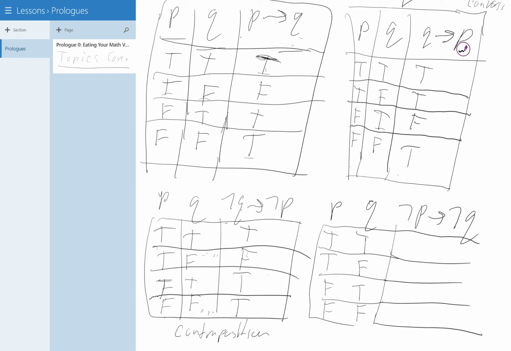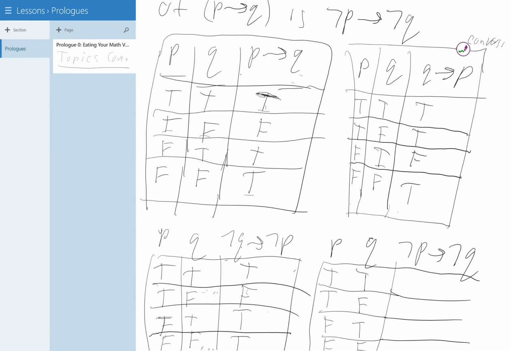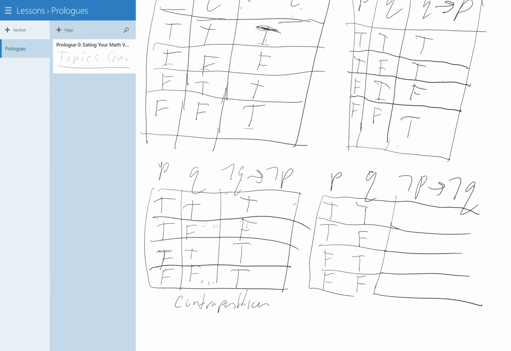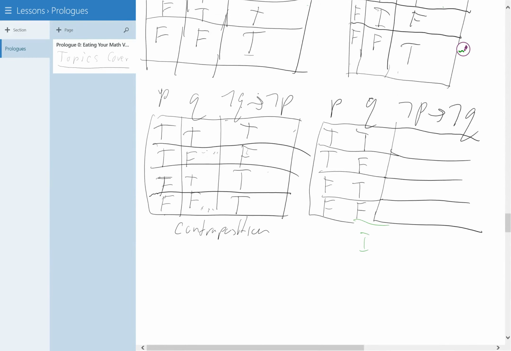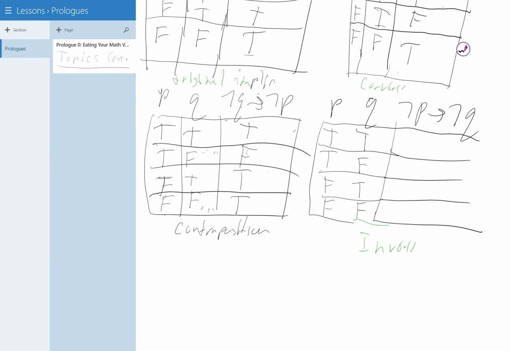This is not true, however, for the converse, because as you can see, their truth tables are different. And as we'll see here, it's also not true for the inverse. This is the inverse, this is the converse, and this is the original implication.